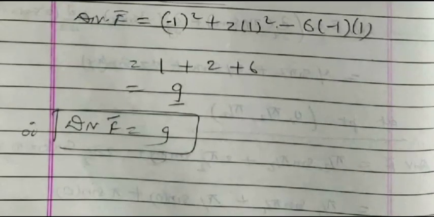So the divergence of f bar is (-1)² + 2(1)² - 6(-1)(1). So the final answer is 9. The divergence of f bar is 9.